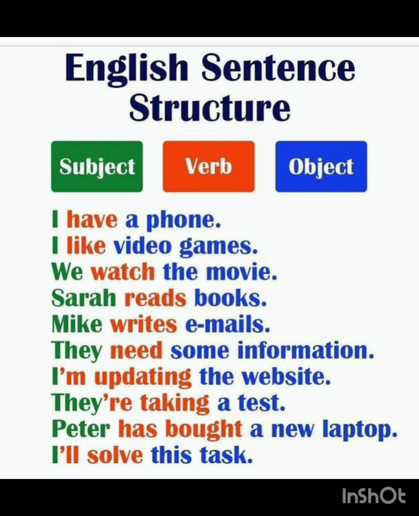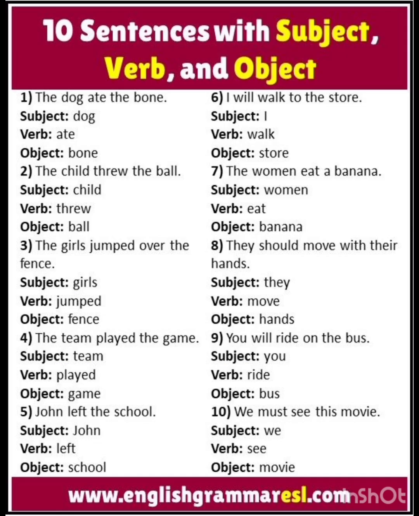Check the second sentence. I like video games, where I is subject, like is a verb, and video games is an object. So you can read the remaining numbers of sentences as well, where subjects are written in green, verb with red, and an object with blue. Let's learn more from the page as well. Here, the sentence, the dog ate the bone, the first sentence, dog is subject, ate is verb, and bone is object. Second sentence, the child threw the ball, child is subject, threw is verb, and the ball is object.